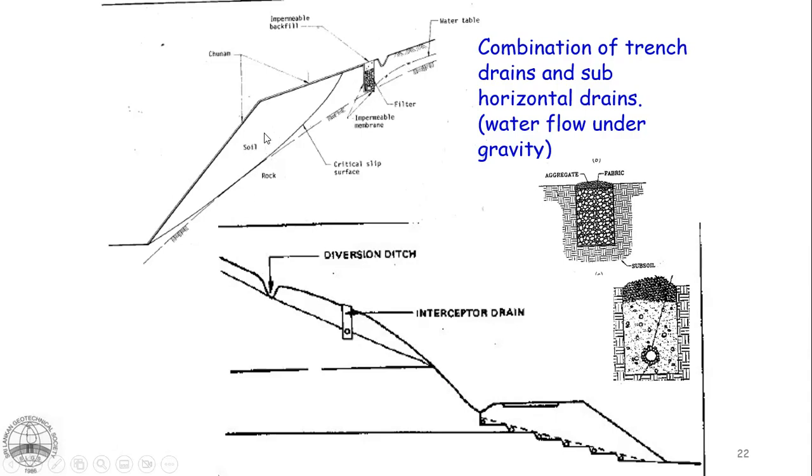So here you can see the soil rock interface. That is the more vulnerable surface, right? With a lot of water getting in here, pore pressure will build up there, and a failure can take place at the boundary as illustrated there, right? So it's a combination of surface and subsurface drainage measures with a trench drain.